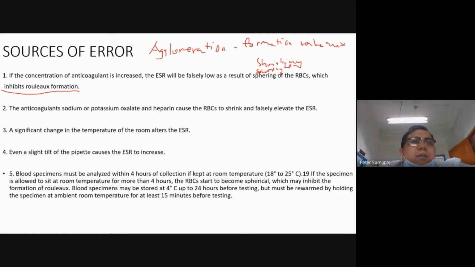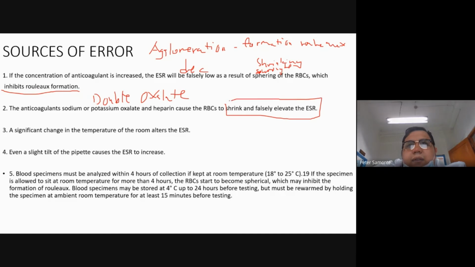Kapag hindi nakapag-perform ng rouleau formation, class, that would lead to a falsely low or decreased ESR. The anticoagulant sodium or potassium oxalate, as well as heparin, can cause the RBC to shrink and falsely elevate your ESR. So, kung gagamit kayo, class, ng double oxalate, which is a combination of your sodium and potassium oxalate, if there is incorrect amount, that could cause a shrinkage of cell and a falsely elevated ESR.